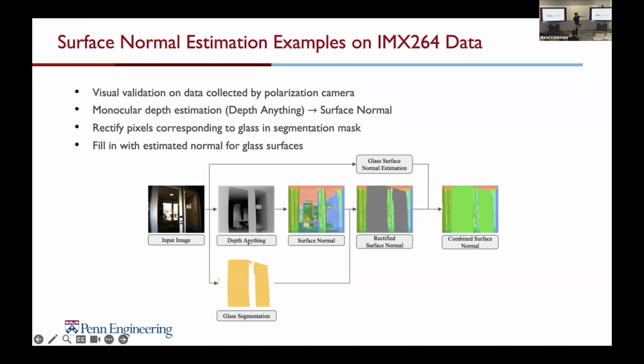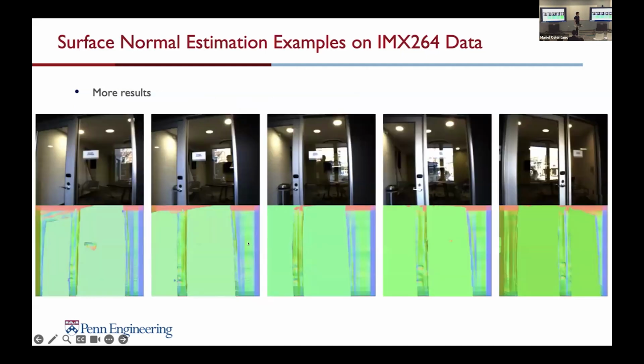As you can see from this image, the color of the glass regions looks similar to the color of the frames around the glass regions, which indicates that the surface normal estimated by our network is similar to the surface normal of the surrounding frames, which indicates that the network is doing the right job. And here we give more results just to show that our network gives correct results.